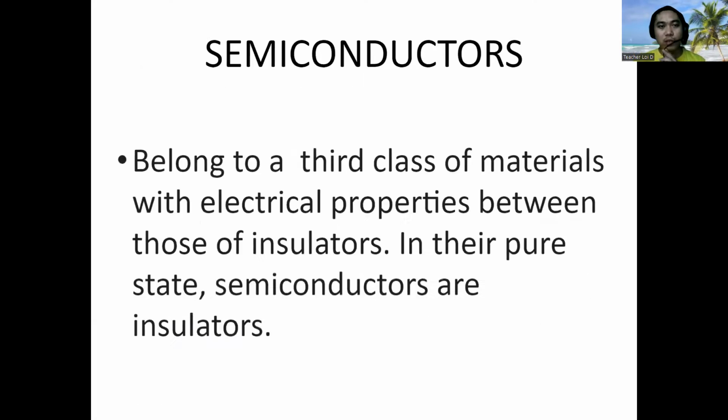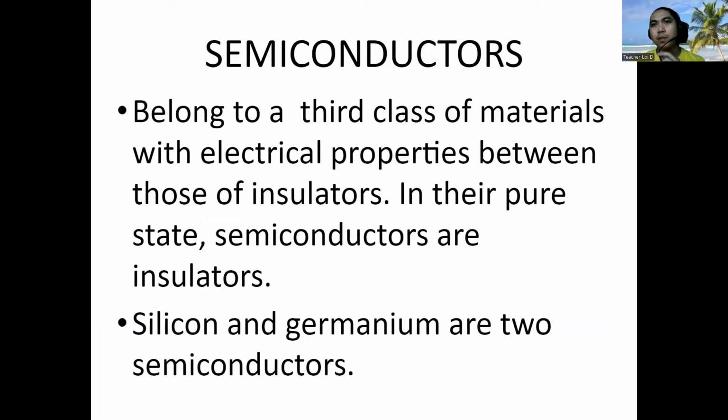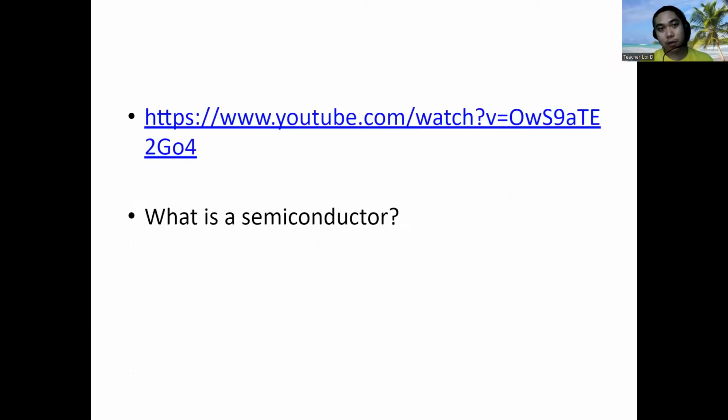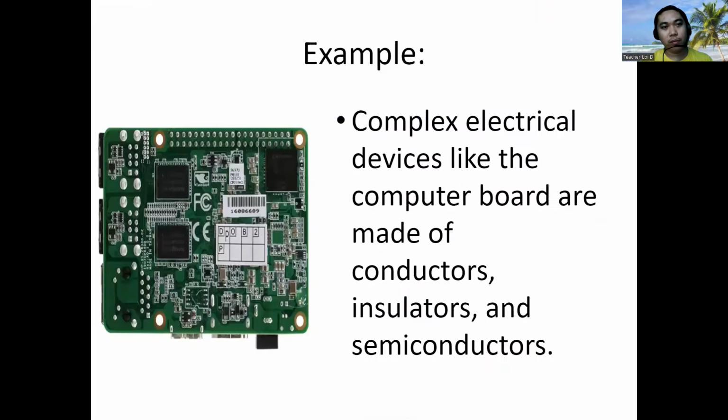So we have semiconductors. Ano ba yung semiconductors? Semiconductors belong to a third class of materials with electrical properties between those of conductors and insulators. In their pure state, semiconductors are insulators. Silicon and germanium are two semiconductors. But bakit tinawag siyang semiconductors? Kapag nasa pure state po sila, insulator sila. Pero once na na-expose sila sa heat at electricity, doon lang sila nagiging conductor. So what is a semiconductor? Yan po yung mga semiconductor. So complex electrical devices like the computer board are made of conductors, insulators, and semiconductors.